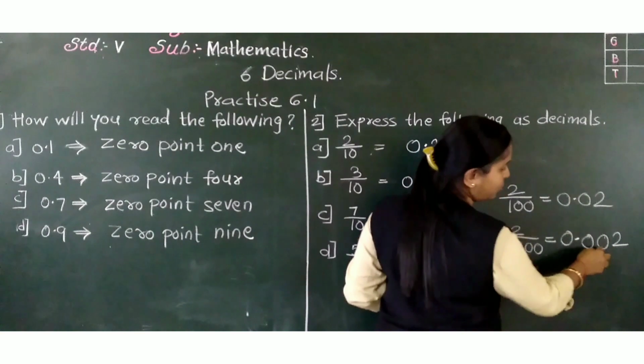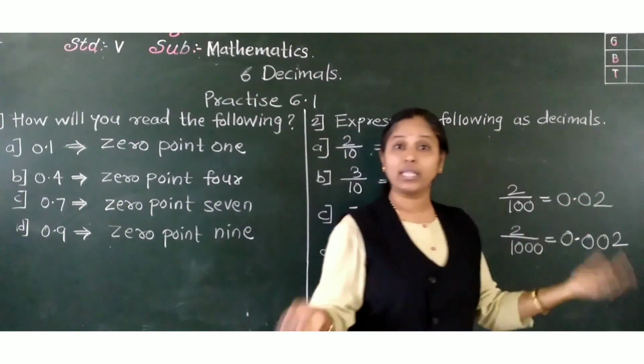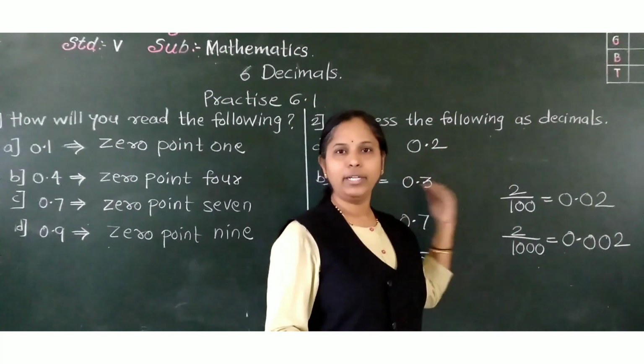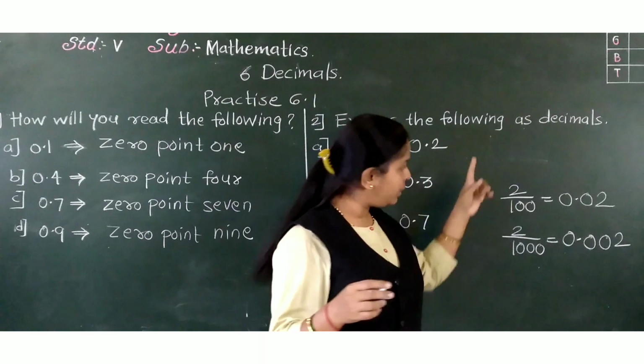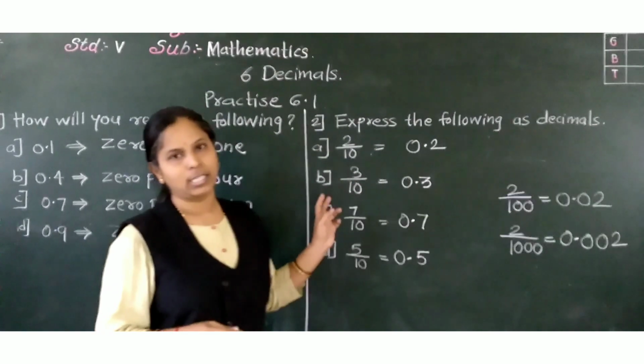2002. Now, 3 digits. 30, 3 digits. But how to make them 3? So before the given number, write 2 more zeros. In this way we have to express the following as decimals. Okay?